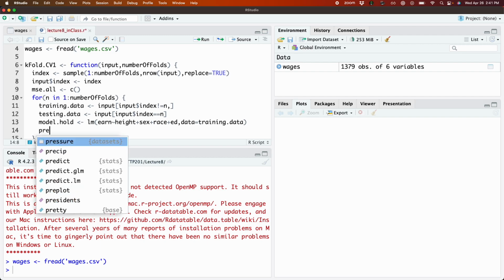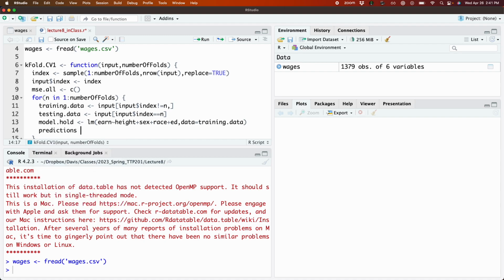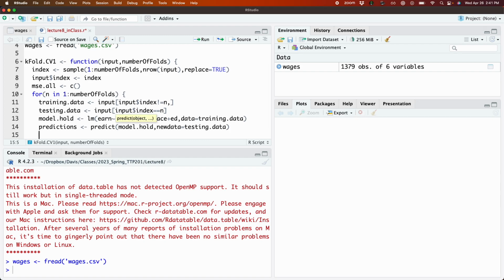And then I want to be able to predict new values, but I'm going to introduce new data here, and that new data is going to be our testing data. So calibrate the model to training data, then use the coefficients that you made and just predict new earnings using data that you had not calibrated on. And I can then use this to calculate my mean squared error.